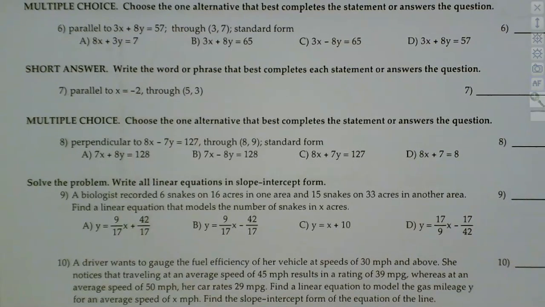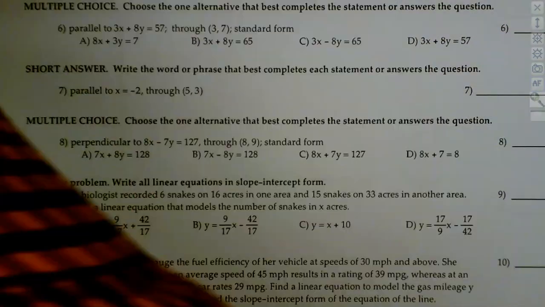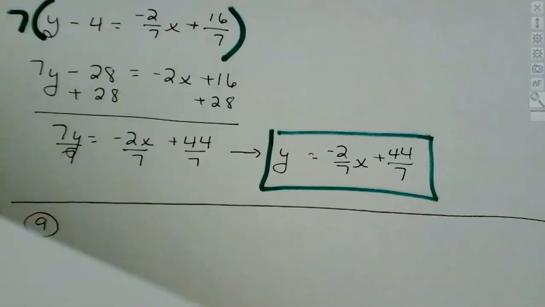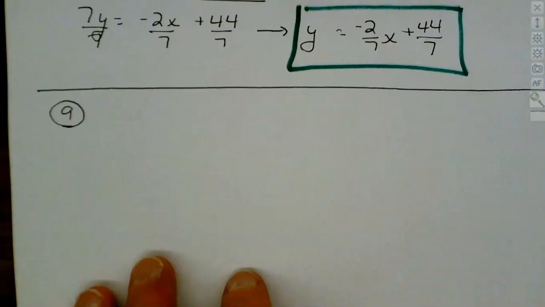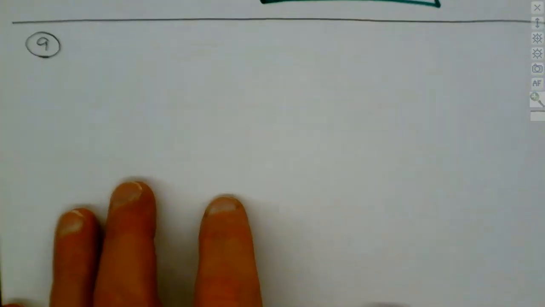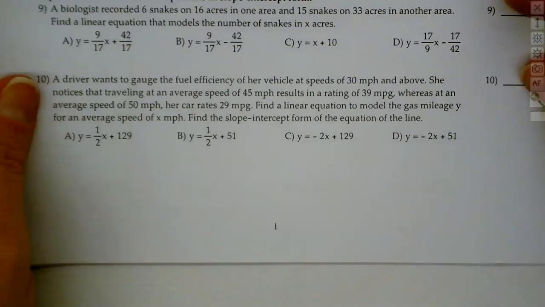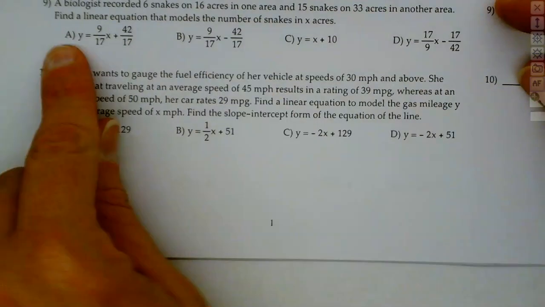So let's take a moment to think about what's going to happen here. What happens as I increase the land area? As I have more acreage, what happens to the number of snakes? We get more, right? So our slope had better be positive. Now, when we read this, we can't eliminate any of these yet because they're all positive slopes.